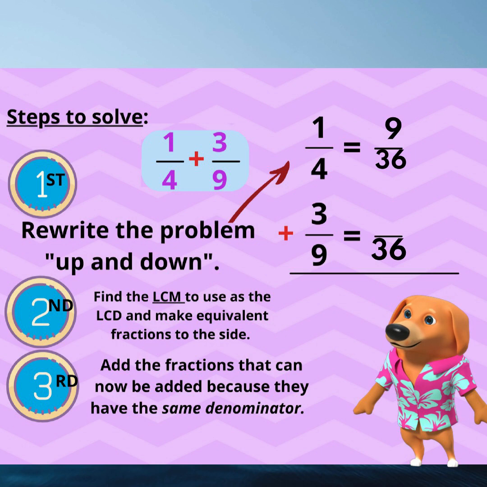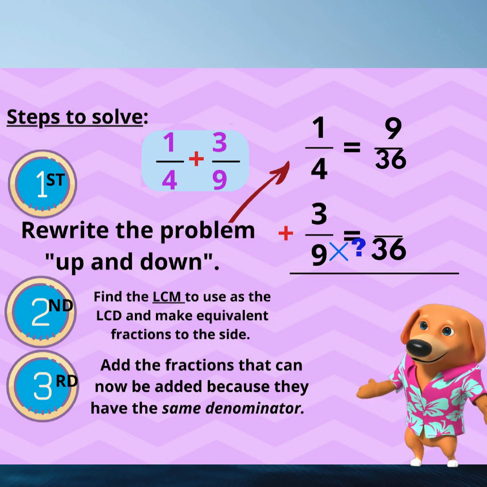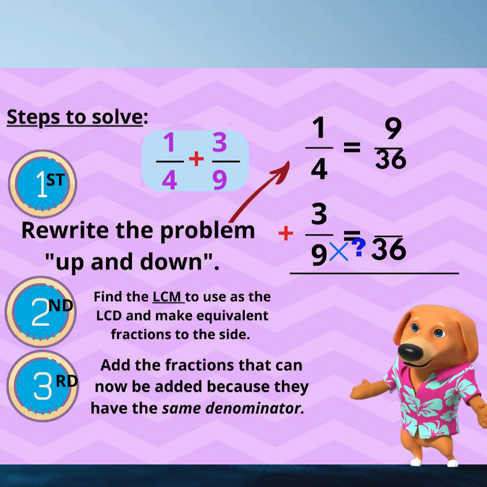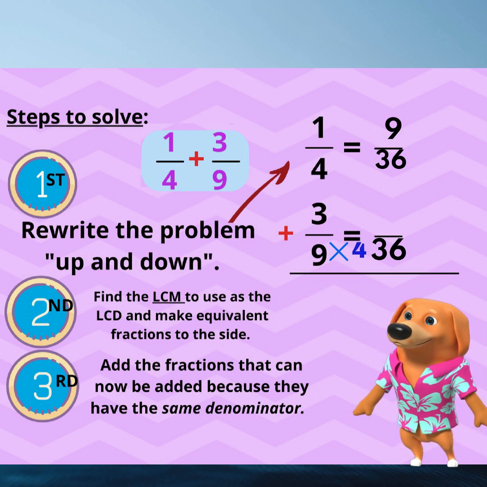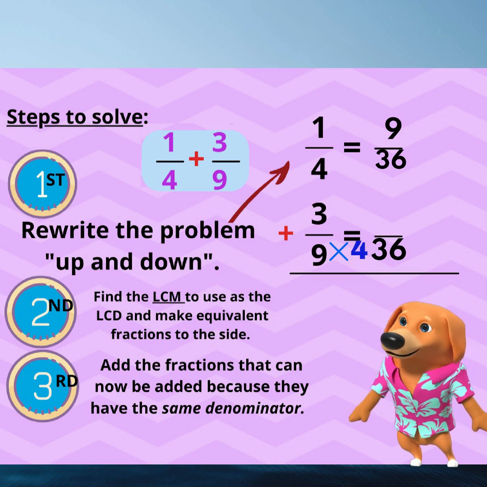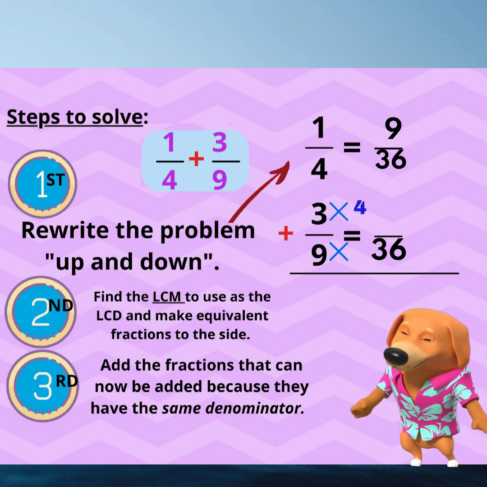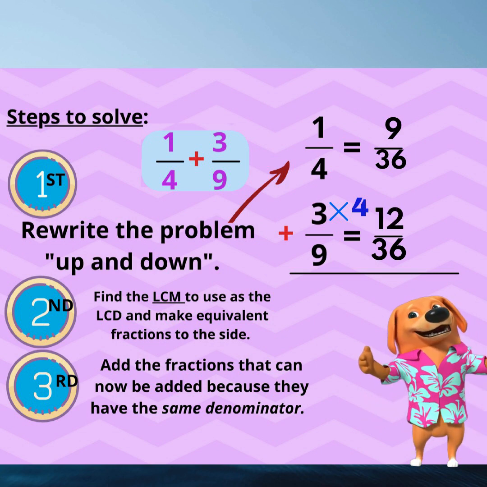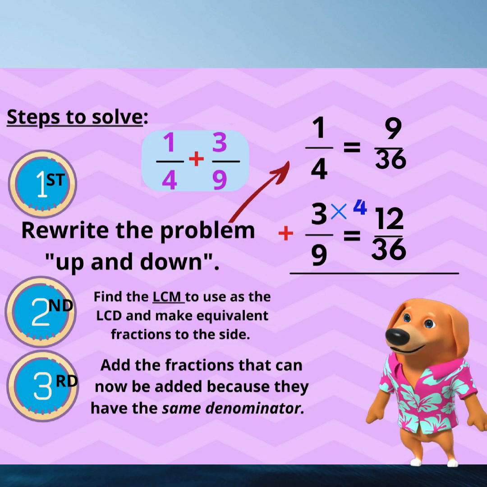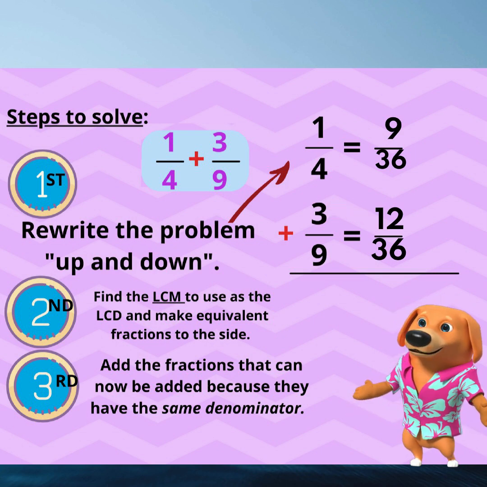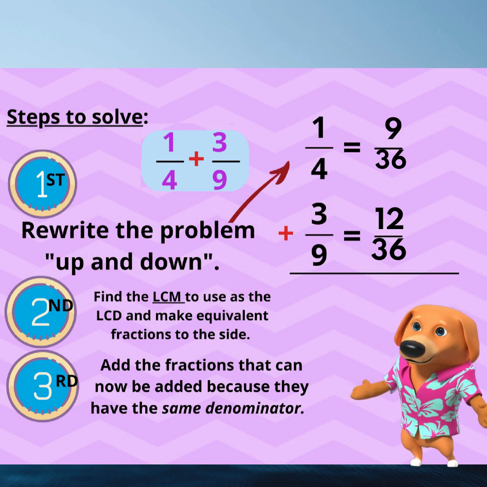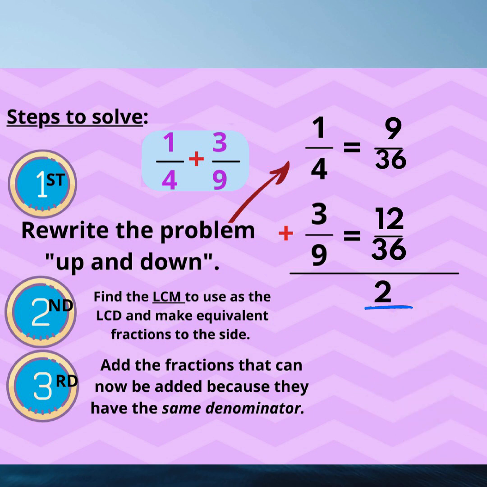Let's change 3/9 to an equivalent fraction. What times 9 is 36? Or 36 divided by 9? The answer is 4. So we take the numerator 3 and multiply it by 4. We get 12. Finally, we can add these fractions because they have the same denominator. 9/36 plus 12/36 equals 21/36. We add the numerators and keep the denominator the same.